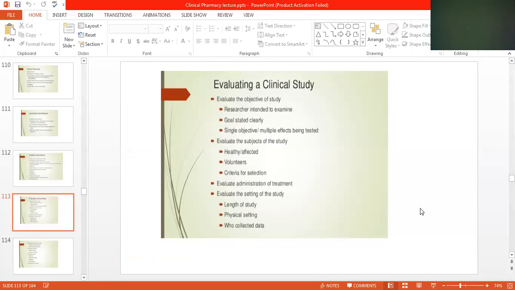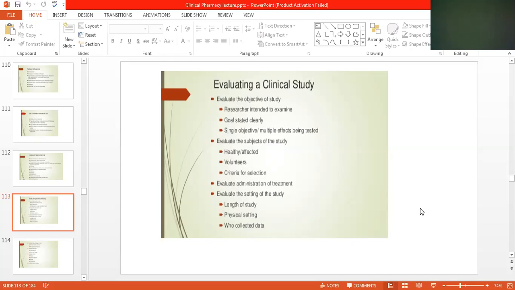Today we are going to discuss the evaluation of a clinical study. Evaluate the objective of the study: why you are studying, what type of product you have, and why you want to study. The research is intended to examine what you want to find out. The goal is stated clearly: what objectives and goals, quantitative and qualitative, you want to achieve. Is it a single objective or multiple effects being tested?